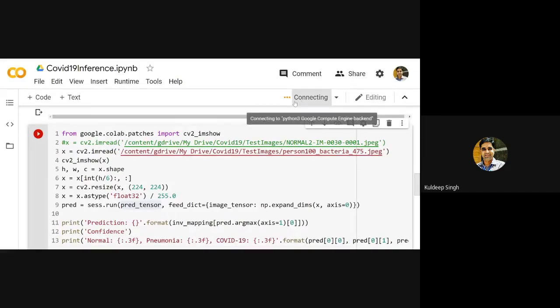I think it got disconnected somewhere. It is initializing again. So maybe due to the network connectivity, it disconnected. Now I'll run it again.